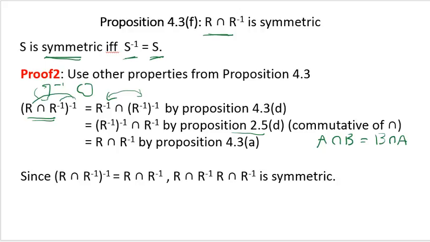Finally, by proposition 4.3a, R inverse inverse is equal to just R. So this expression equals R intersected with R inverse. So what we've shown is that R intersect R inverse, inverse equals itself, R intersect R inverse. In other words, again, blob inverse equals blob. So because that's true, we know that R intersect R inverse is a symmetric relation.